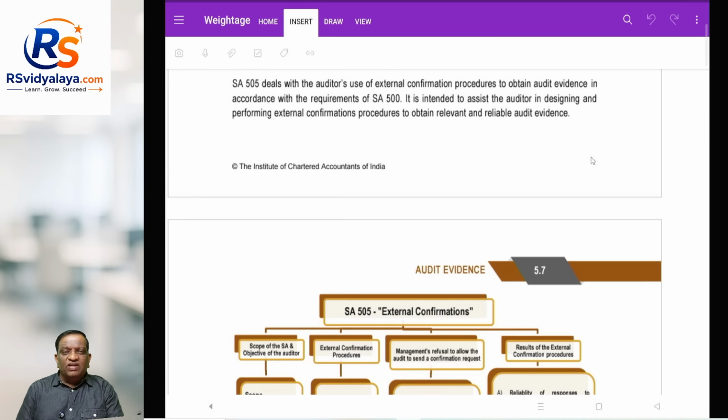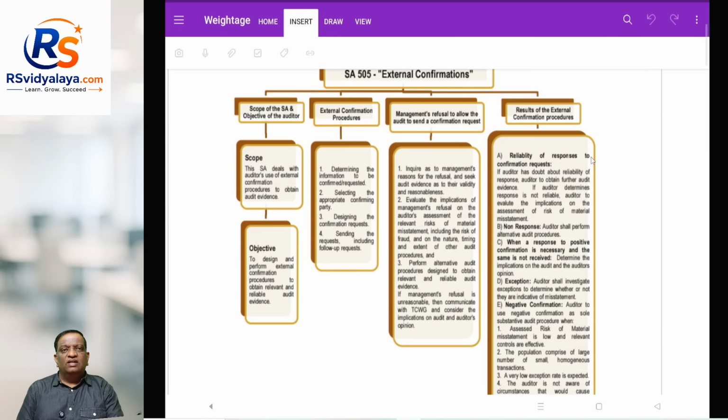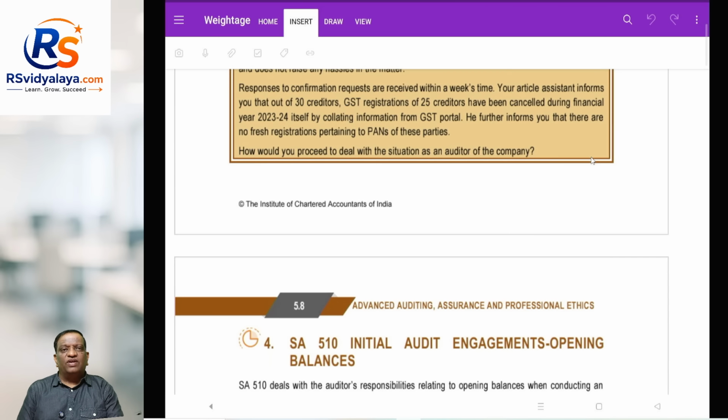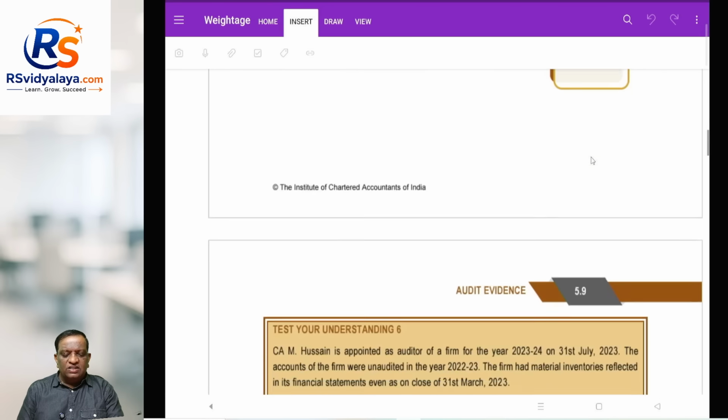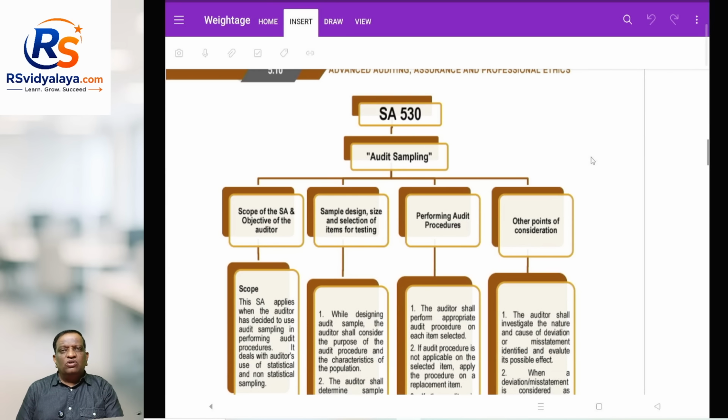Is he giving any details over here? Nothing. An overview in the form of a chart, and then you are expected to answer all of it. So this is how it is. For all the standards, the way it is covered in the final material, it does not cover them one more time. There is no repetition.